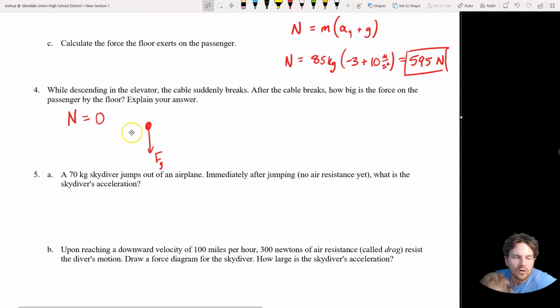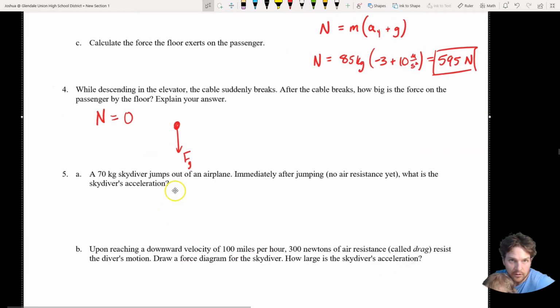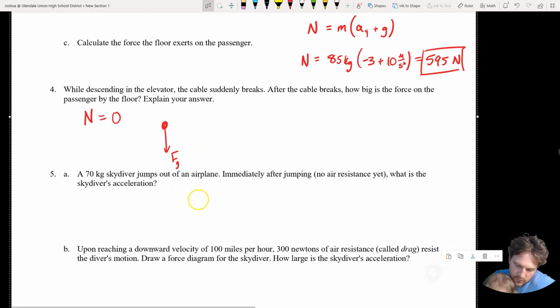Okay. So if something is in free fall, it's going to have an acceleration of gravity, 9.8 or 10.